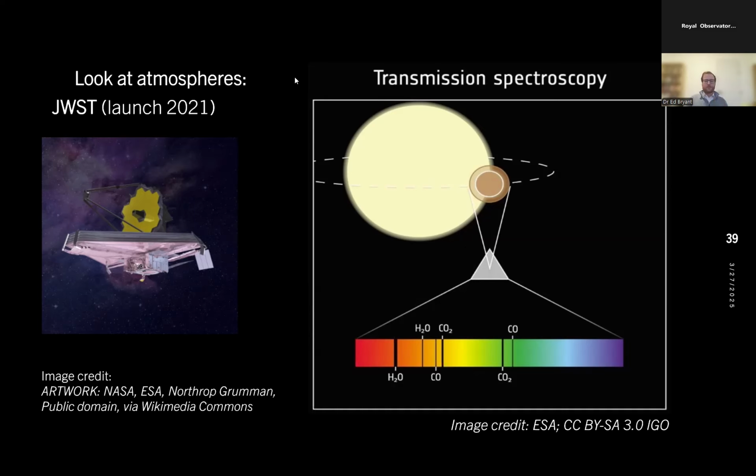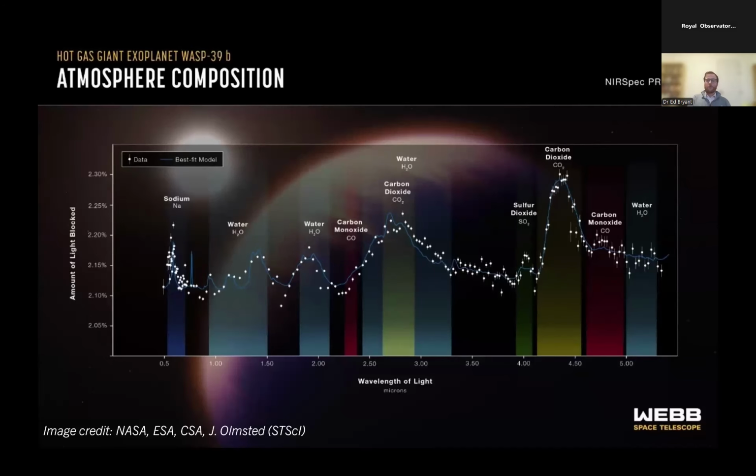And so what JWST does is it observes the light that's passed through the atmosphere of the planet. What this means is that different molecules, such as water or carbon dioxide or carbon monoxide, in the atmospheres of these planets absorb light at very specific and particular wavelengths. And so by looking at the light coming through these atmospheres, we can actually detect what molecules, what gases, are in the atmospheres of these planets.